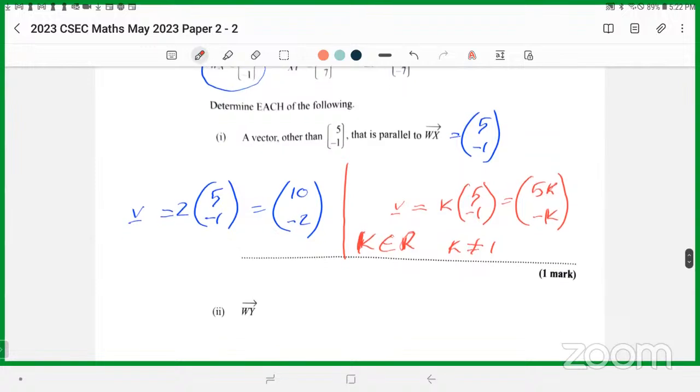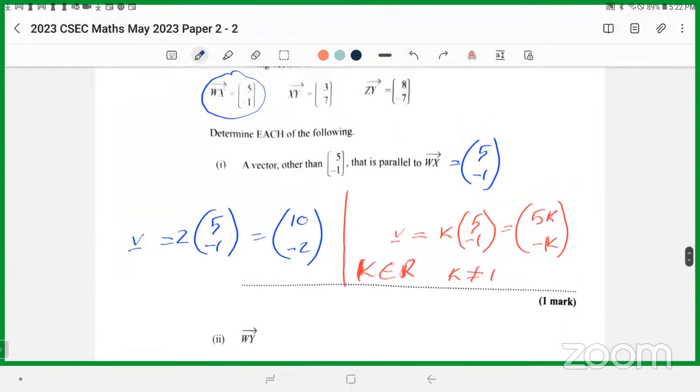Now they're asking us to calculate the vector WY. So look at what we have. You want to go from W to Y. Based on these two vectors, it looks like I can go from W to X first and then go from X to Y. Simple. Remember, vectors at this level are just basically how you go from point to point.